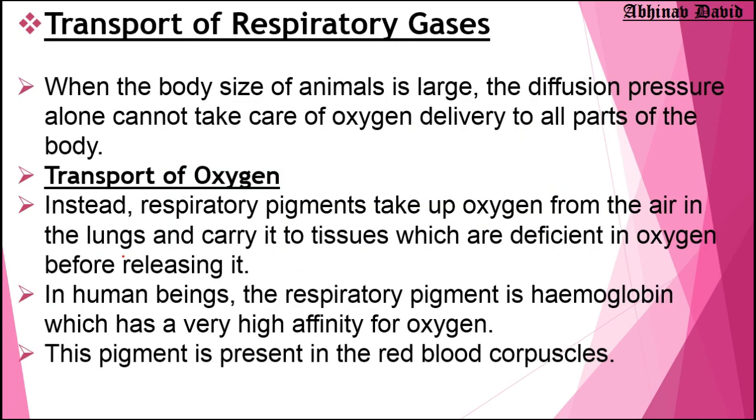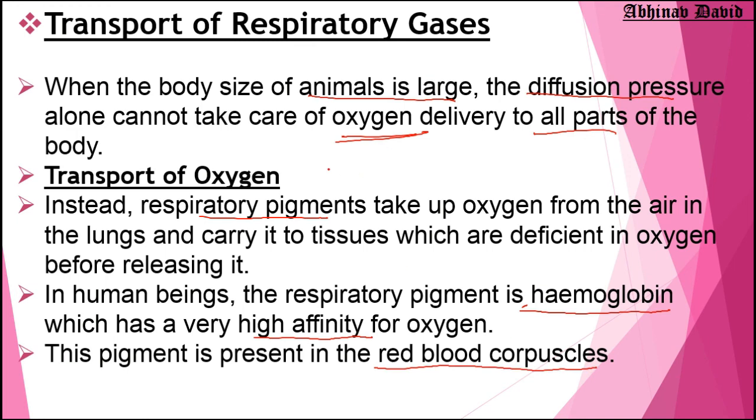Let us see what is given here in the NCERT. Now when the body size of the animals is large like us, the diffusion is not enough to transport oxygen or carbon dioxide anywhere. Why? Because diffusion is a very slow process that we have already discussed in the beginning of the chapter. So how is the oxygen transported? We have got respiratory pigments. Hemoglobin is the respiratory pigment which has high affinity, affinity means love, for oxygen. So hemoglobin attaches oxygen, and it can transport oxygen. This pigment is present in RBC.